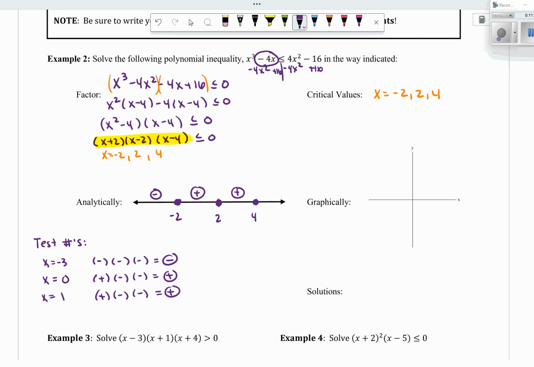And then if I do x equals 5, because that's above 4, that would give me 5 plus 2 is positive, 5 minus 2 is positive, and 5 minus 4 is positive, so that is also positive.